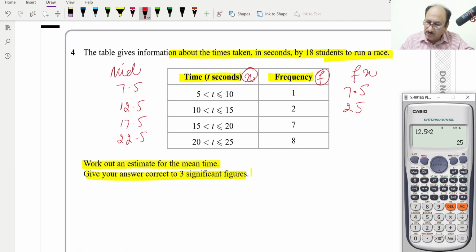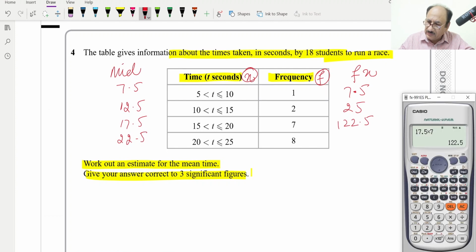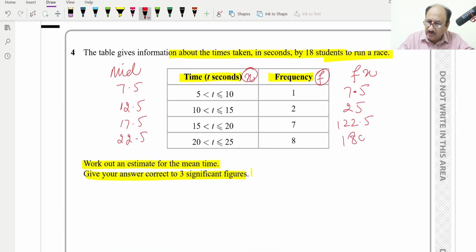Similarly, the next value is 17.5 multiplied by 7, which is equal to 122.5, so we will write 122.5 here. The last value is 22.5 multiplied by 8, and this is equal to 180. We can write here 180.